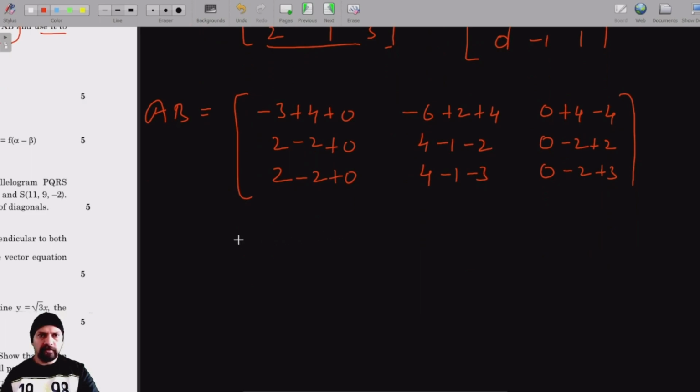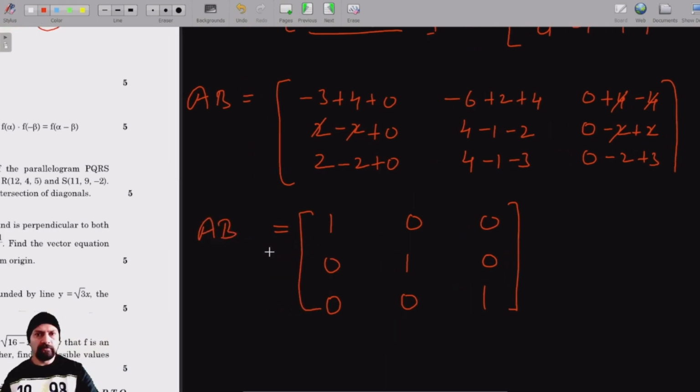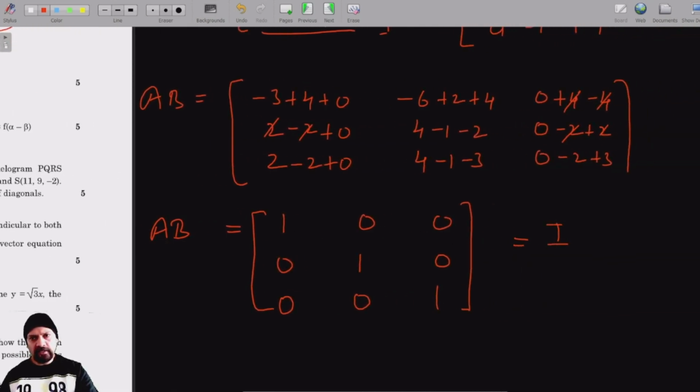So this is minus 3 plus 4 is 1, 6 minus 6 is 0, and 0. Then this is 0, 4 minus 1 is 3, minus 2 is 1, this is 0. 0, 4 minus 1 is 3, minus 3 is 0, and this is 1. So we have got AB, which is an identity matrix.